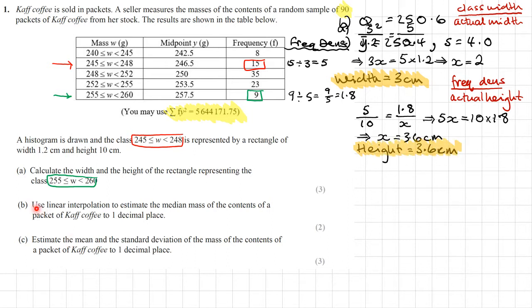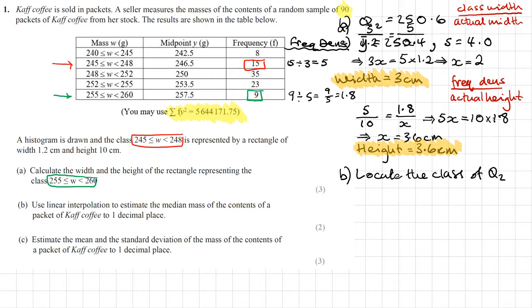Moving on to part B, use linear interpolation to estimate the median mass of the contents of a packet of calf coffee to 1 decimal place. Now the first thing we need to do is to locate the class the median is in. And the median is Q2, so we'll use Q2. So locate the class of Q2.